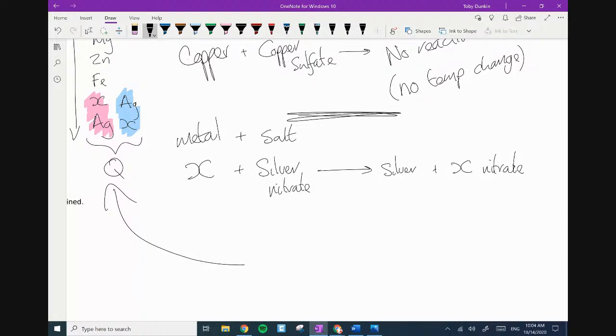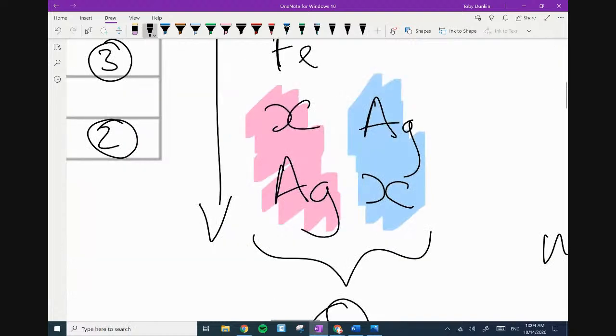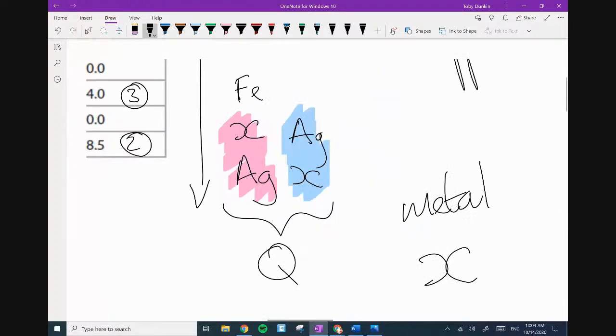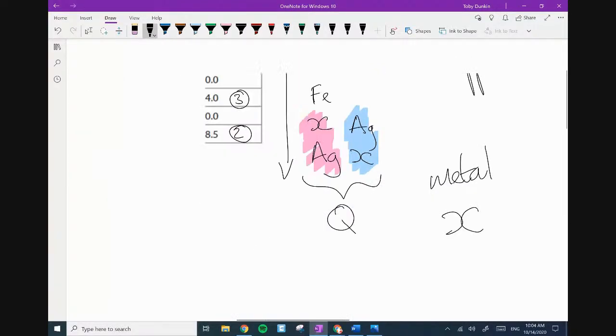Wait, pink. Blue. Wait, pink. That's brilliant. Loving it. That really made me chuckle. Well done, guys. So pink's the right one, because we formed silver metal, so we now know that X is more reactive than silver. Now, you guys think that's tricky? Check out the next question.